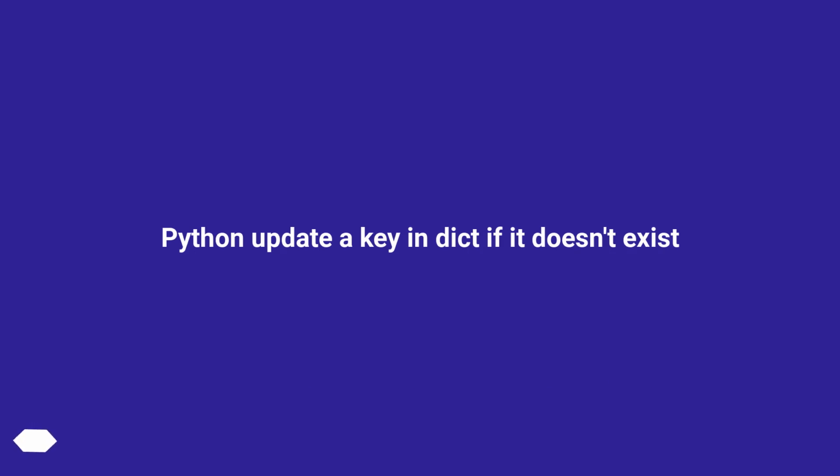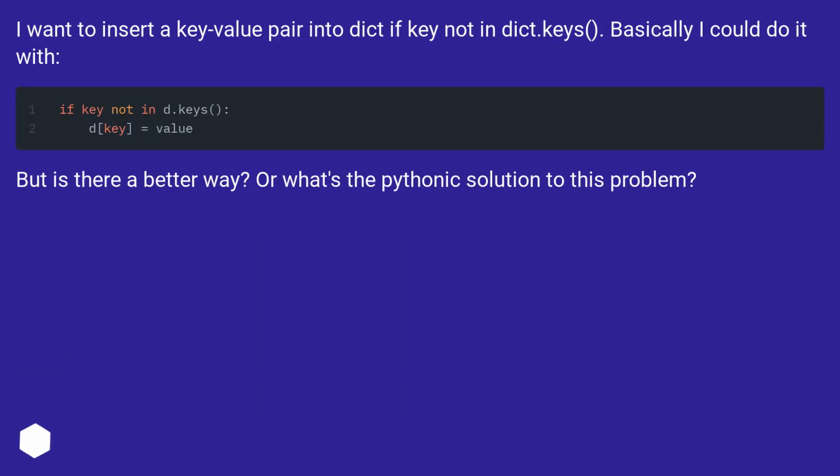Python update a key in dict if it doesn't exist. I want to insert a key value pair into dict if key not in dict.keys. Basically I could do it with this, but is there a better way? Or what's the Pythonic solution to this problem?